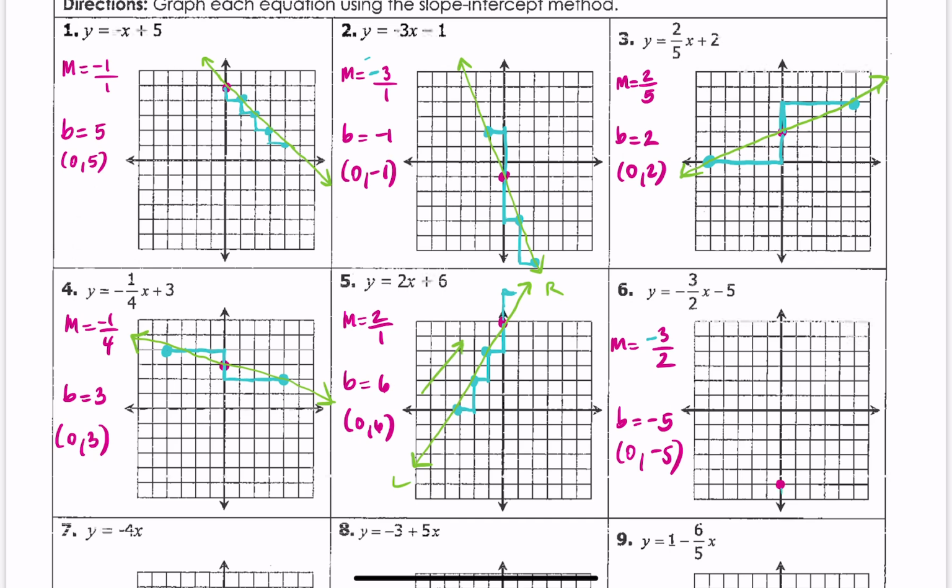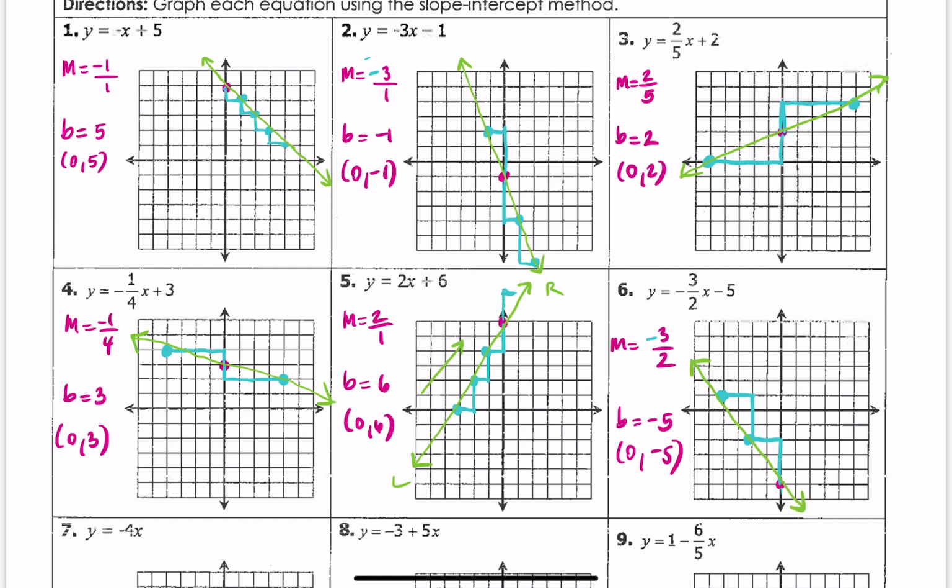When I try to drop 3, I'm not even where I want to be. So that means I have to go backwards. Instead of dropping 3, I'm going to go up 3. I'm going to rise 3: 1, 2, 3. And instead of running 2, I'm going to go backwards 2. And then there's my next point. So up 3, backwards 2. There's my line. Notice it has a negative slope like it's supposed to.